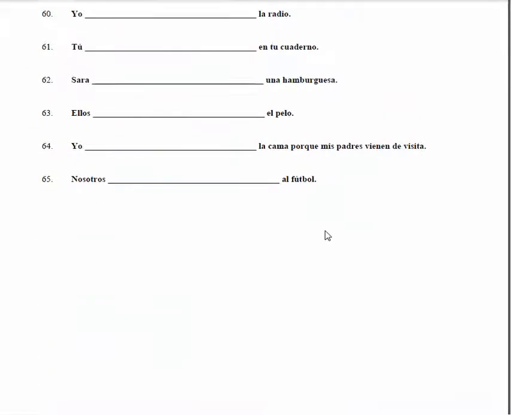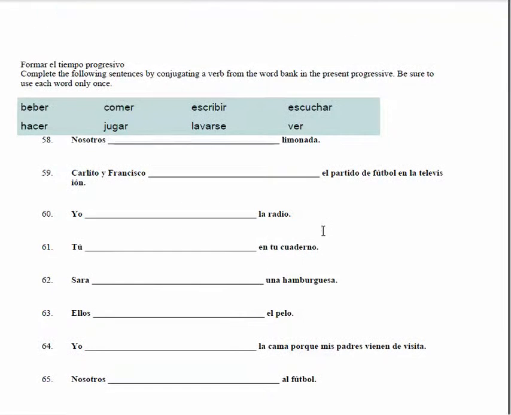Okay, this is the last section. It's another present progressive where you'll read these sentences, you'll fill it in with the verb that best completes the sentence by turning it into the present progressive, which is what we're going to talk about right now. So are there any questions about test 3?